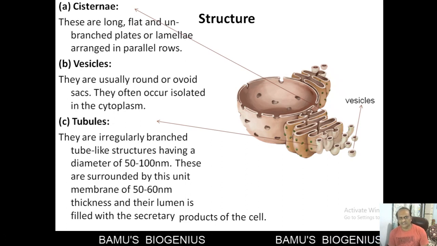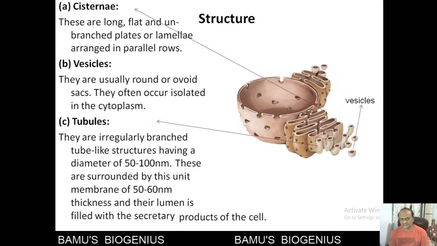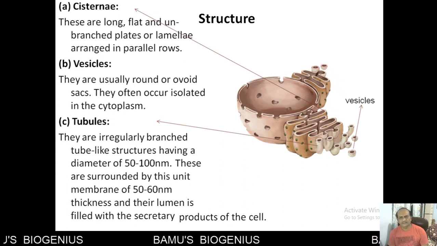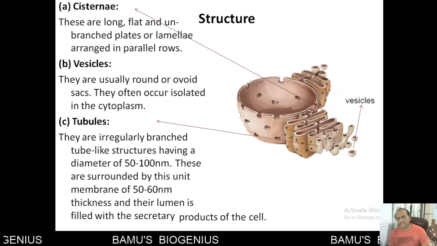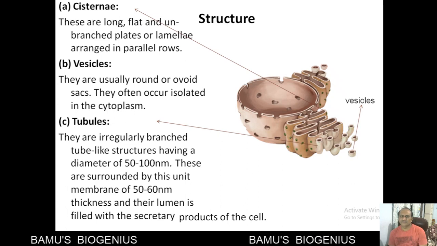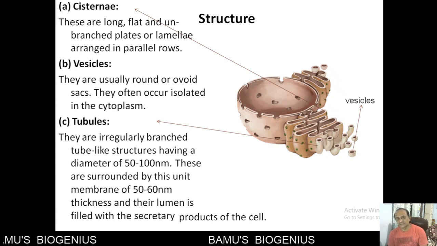Now, if we see the cisternae, these are sac-like structures, long and flat, and they are arranged one above the other, and the membrane of this cisternae is in continuation with the outer nuclear membrane. So that means the perinuclear space is in continuation with the lumen of the endoplasmic reticulum, or we can say the endoplasmic reticular cisternae.